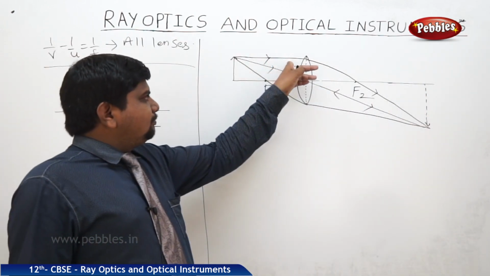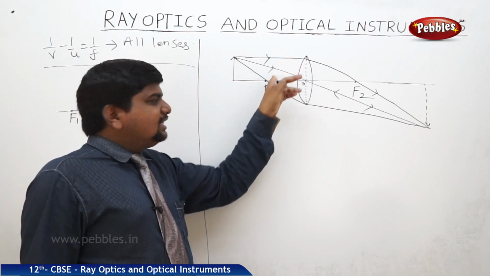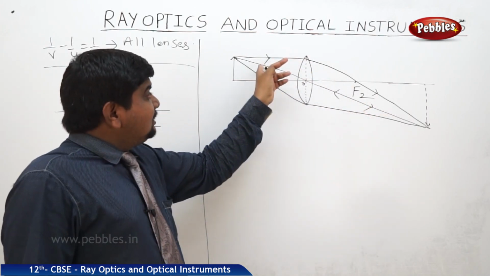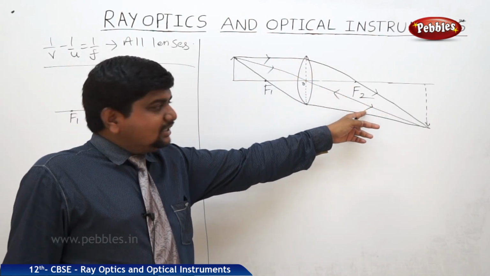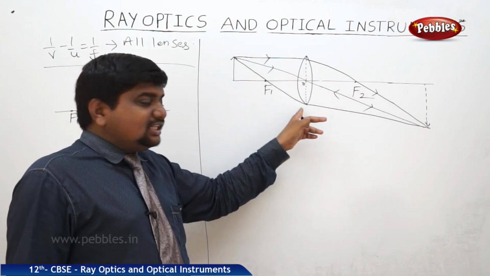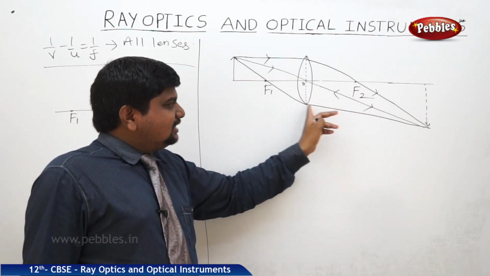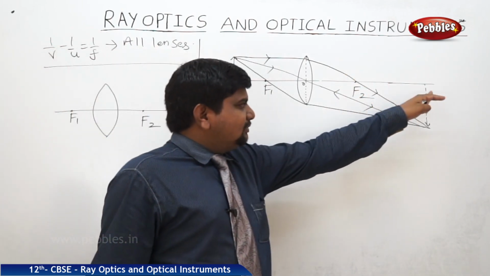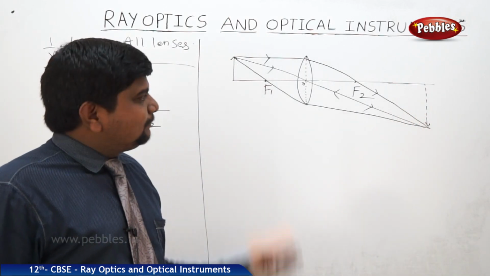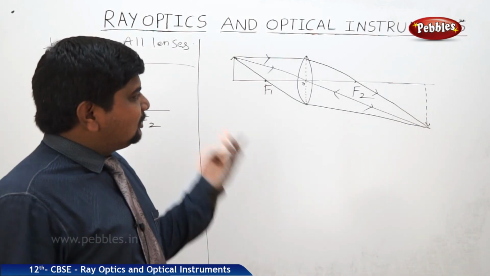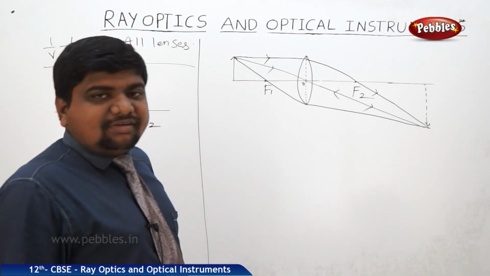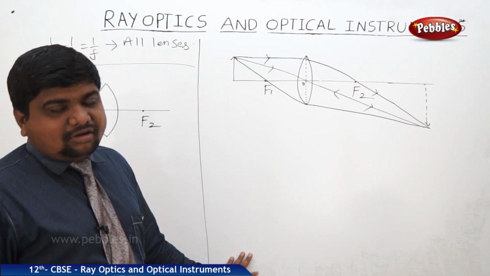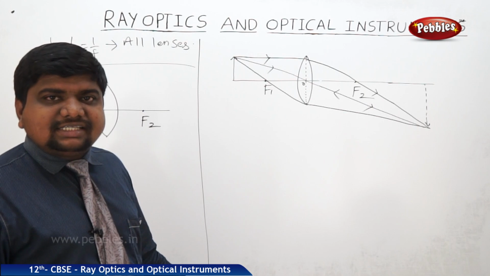So three rules: a paraxial ray passes through F2 after refraction. The light ray which is passing through the optical center is undeviated. The light ray which is passing through the first focus, after the refraction, aligns parallel to the principal axis or optic axis. Those three rays will merge together and create an image beyond C, like that. But always in a convex lens we will get real and inverted images. But in the case of a concave lens we will get virtual and erect images.